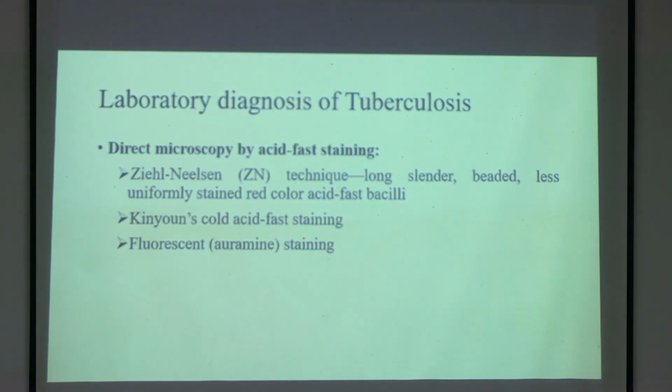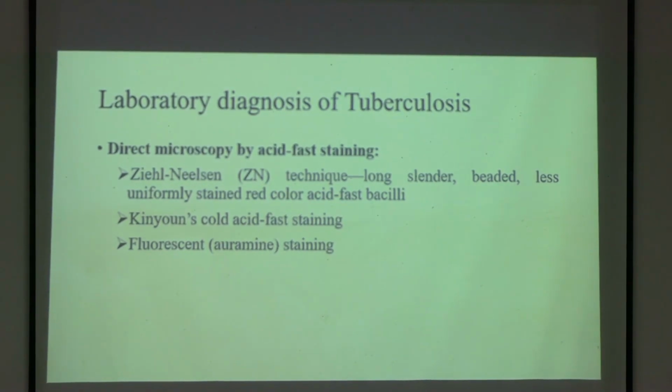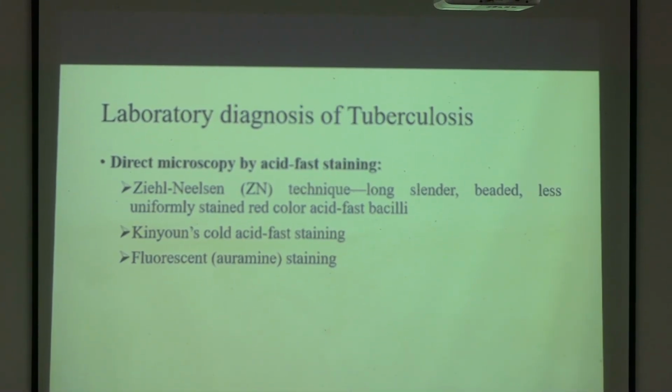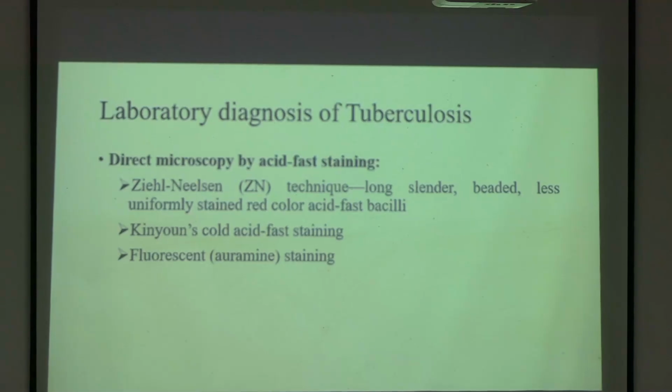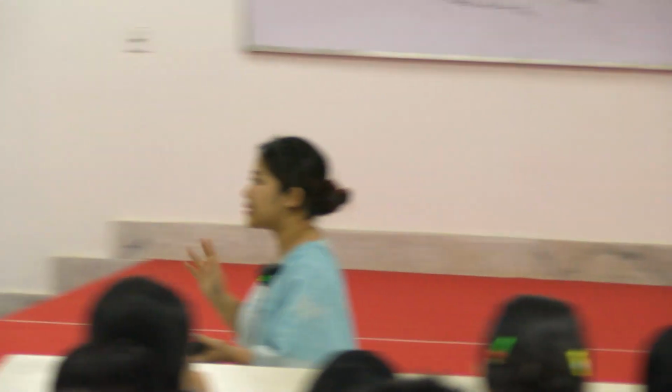Then next, what do we do for our lab diagnosis? First thing first, Ziehl-Neelsen, yes. In Ziehl-Neelsen, how do you describe the bacilli? It is long, slender, beaded, red colored, slightly curved bacilli. Other than that, one modification of Ziehl-Neelsen, what is that? Cold method. Otherwise called as cold method? Kinyoun's method.